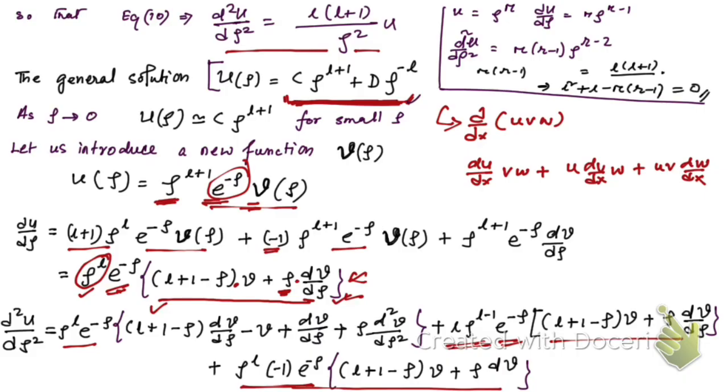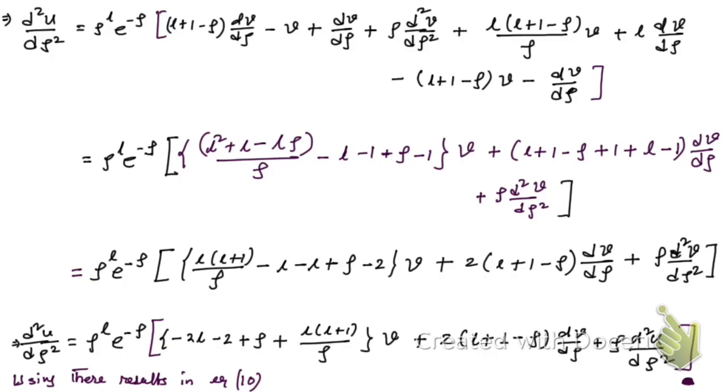And if you solve this quadratic equation, you're gonna get two roots. One is L plus 1, another is minus L. So that's why we have taken here this solution of this form C, rho to the power L plus 1 and rho to the power minus L. That's it. Hope you have understood these things. Now let me go to the next slide again. So what we have got this.